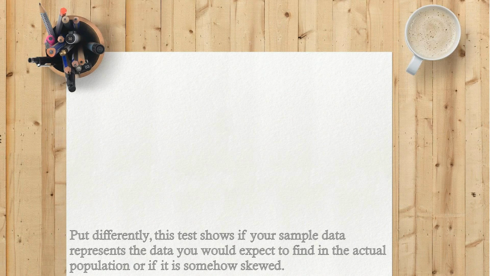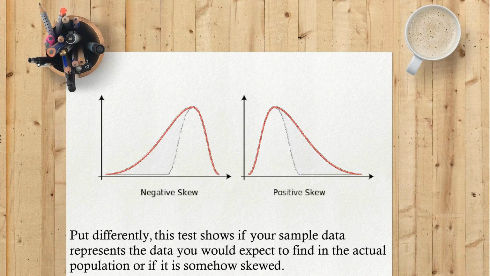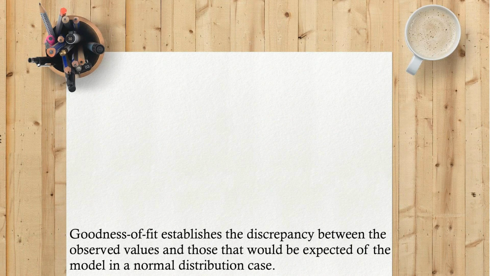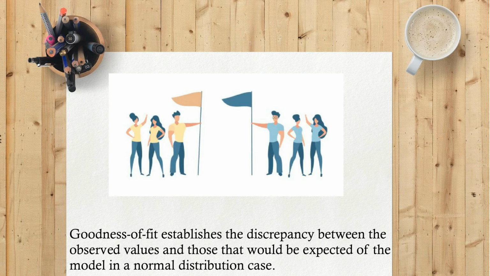Put differently, this test shows if your sample data represents the data you would expect to find in the actual population, or if it is somehow skewed. Goodness of fit establishes the discrepancy between the observed values and those that would be expected of the model in a normal distribution case.